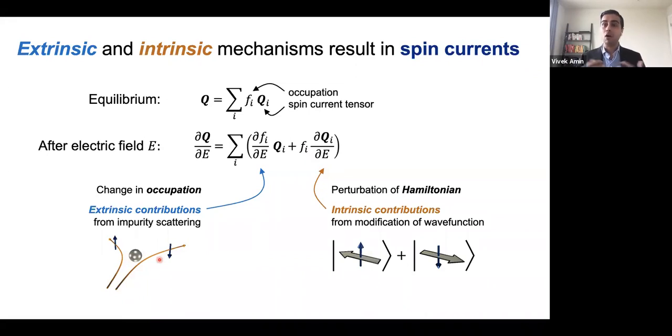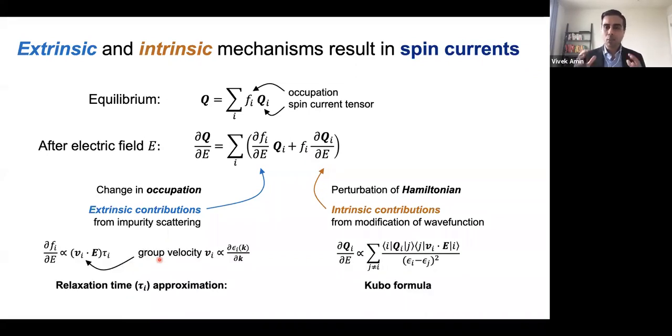So here we're not going to look at all of the different ways in which this can happen. We're going to focus on particular mechanisms. For extrinsic contributions, we're going to stick to the relaxation time approximation. So if you're familiar with other extrinsic contributions like skew scattering or side jump, we're not including that in this analysis. Instead, we're assuming that when you turn on the electric field, you change the occupation of carriers proportional to the velocity. And from that, you can look at the different spin currents that can result. Now, on the other hand, we can look at so-called intrinsic contributions, where the electric field is perturbing the wave function, and that's characterized by the Kubo formula, which I've reproduced down here.